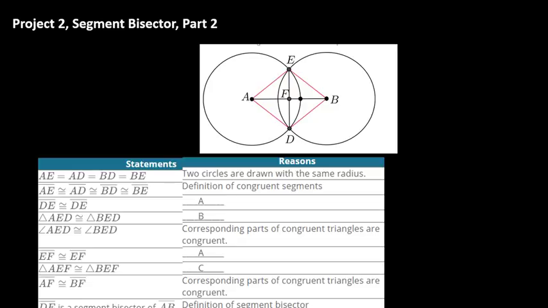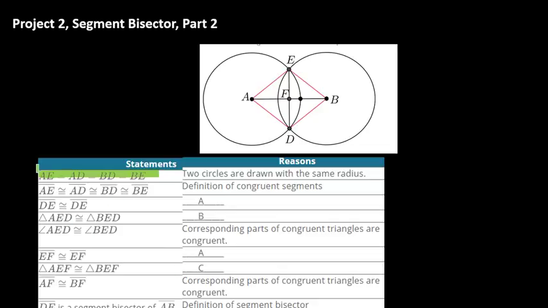So we have to fill in the blanks here. I'm not going to give you the answers, but I'm going to review this proof with you and hopefully help you fill in the blanks. The first thing they say is that AE is equal to AD is equal to BD is equal to BE. And we know this because of the way this image was drawn. 2 circles are drawn with the same radius.